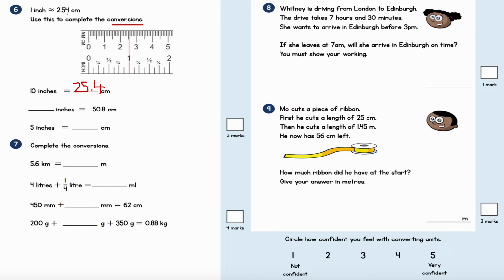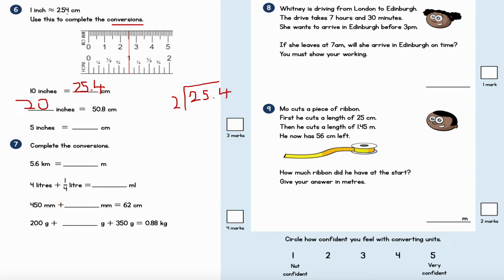50.8, well, we can see that I've doubled it here, so it's going to be double there. Double of 10 is 20. 5 inches is half of this. Okay, so 5 inches is half of 25.4. To make it a bit easier, I'll try and use the bus stop method.